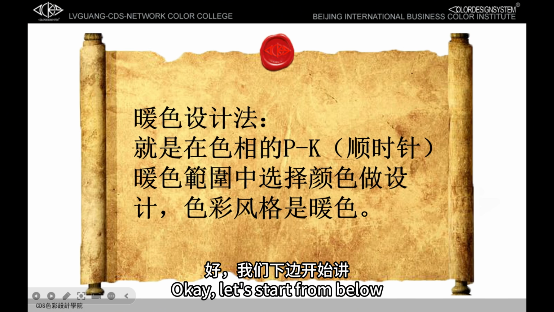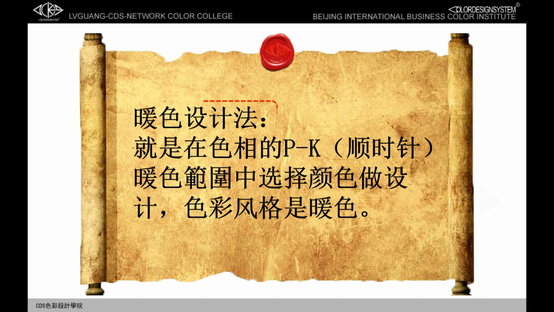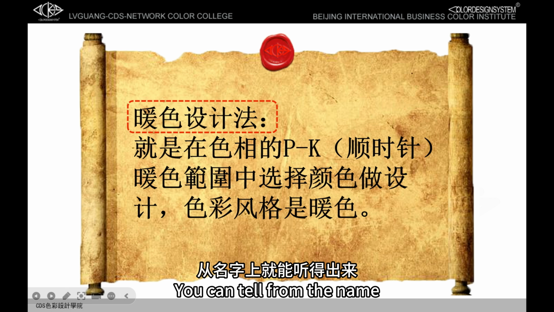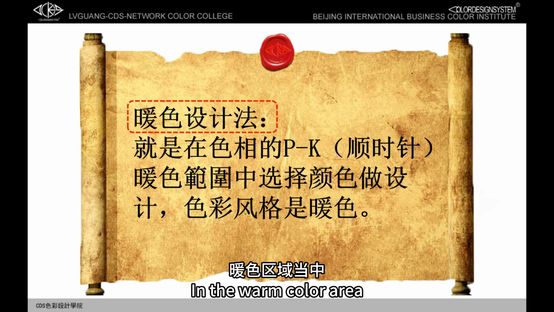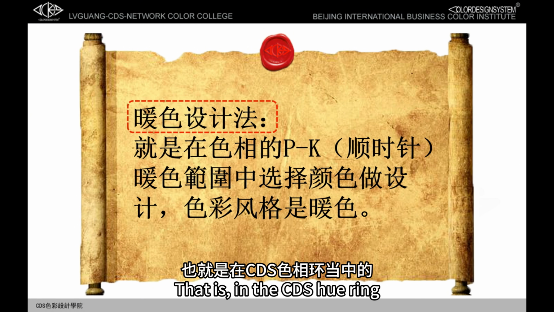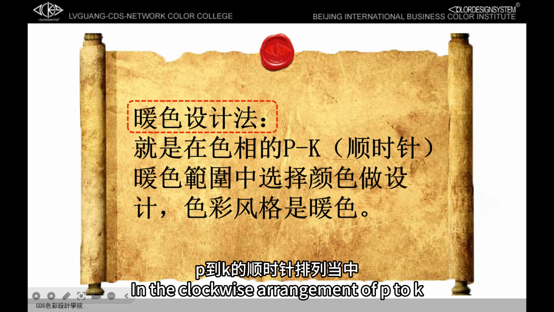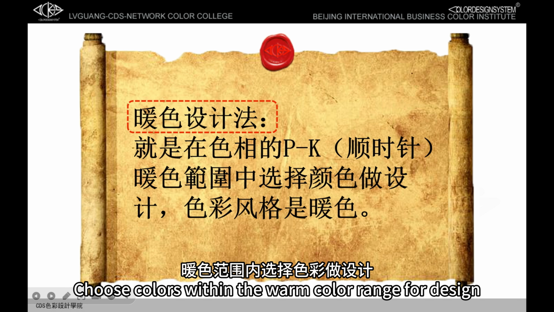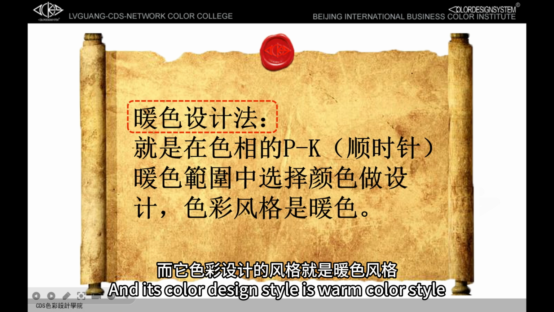Okay, let's start from below. The second half of the cold and warm color scheme design of this issue: warm color design law. You can tell from the name. It is in the CDS hue ring, in the warm color area, make a color selection. That is, in the CDS hue ring, in the clockwise arrangement of P to K, choose colors within the warm color range for design. And its color design style is warm color style.